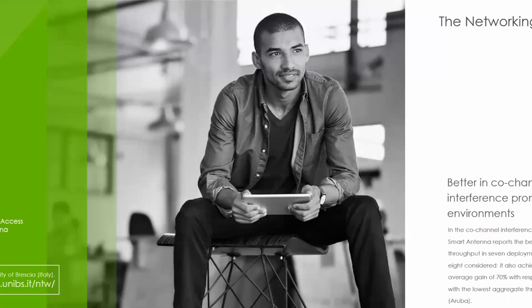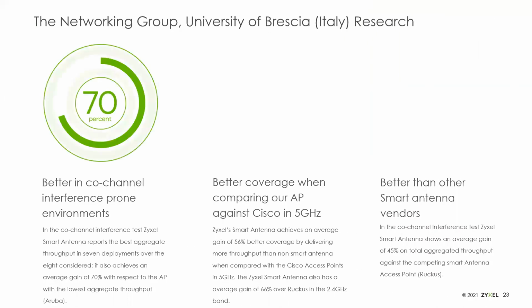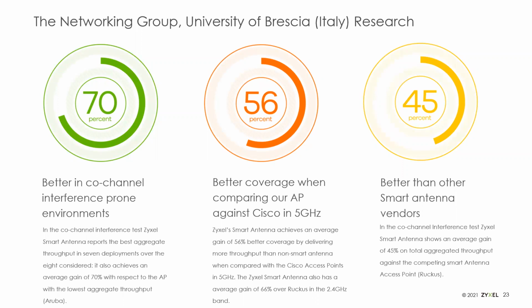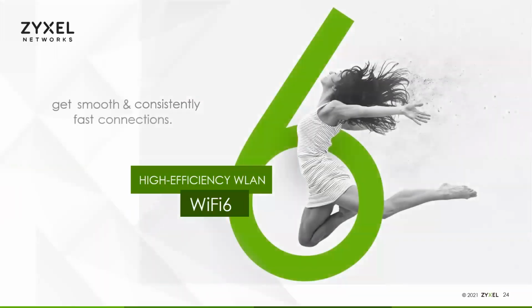A quick summary here is that in co-channel interference prone environments, smart antennas performed up to 70% better than non-smart antenna access points. Specifically us versus Cisco, up to a 56% performance improvement. And we did better than Ruckus did, up to 45% better, depending on the test. If you go to Google and type in something like Zyxel smart antenna white paper, we do have a white paper that summarizes everything in the report, distills it down to, I think, a single 2-page document. Or you can always dig up the original report and go through it yourself if you're interested.